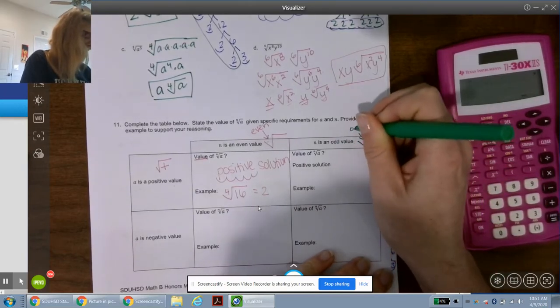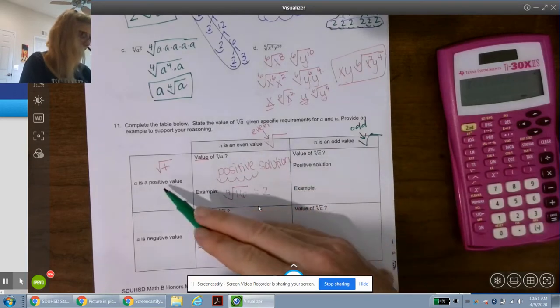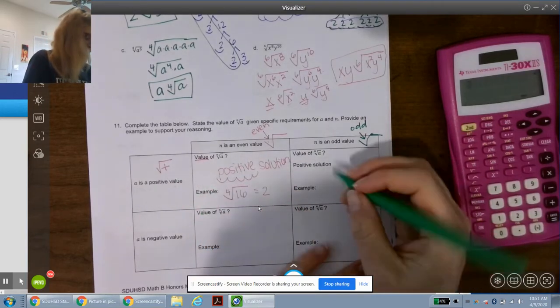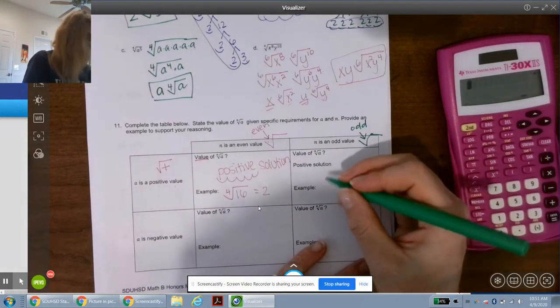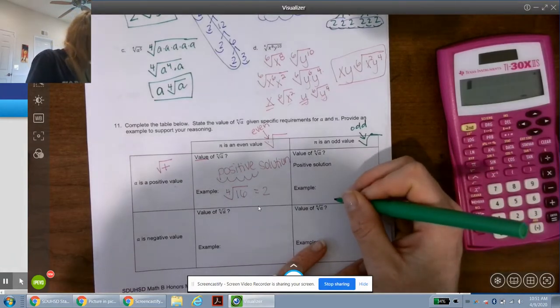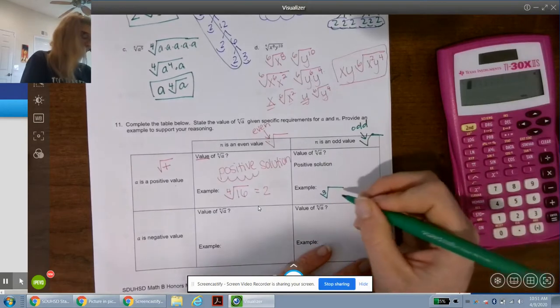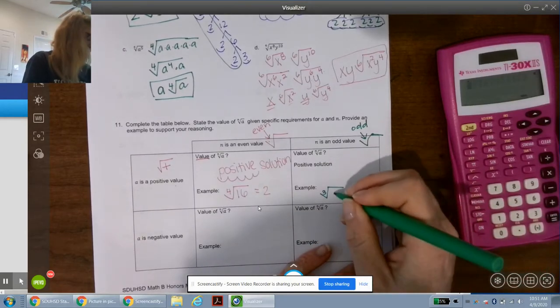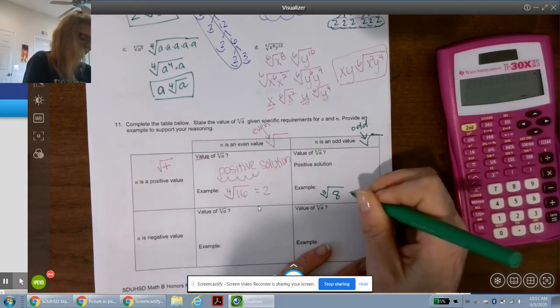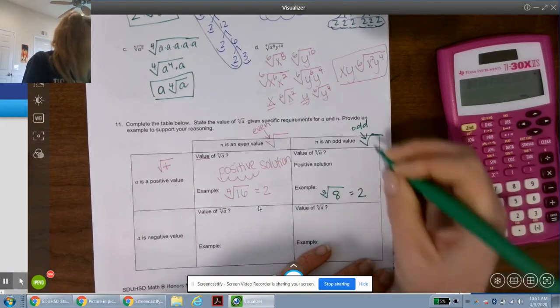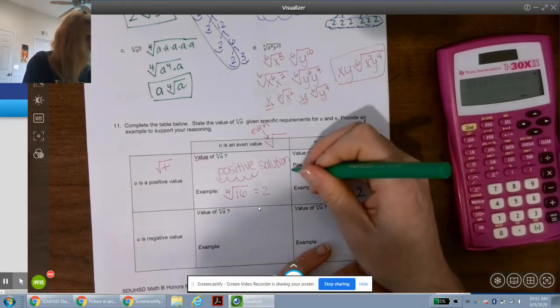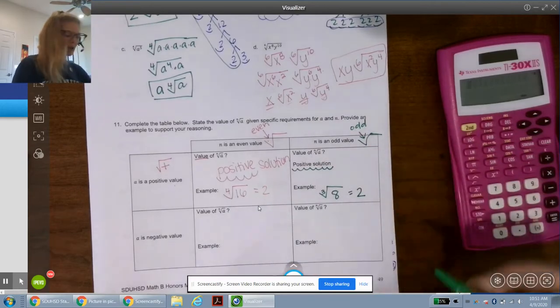Over here, we're saying that N is an odd value, so your index is odd, and we still have A as a positive value. Let's think of an example. First odd number that comes to my head is 3, so my index is going to be 3. And I just need a positive number on the inside. How about 8? Cube root of 8 is 2. So we're always going to end up with a positive solution here.